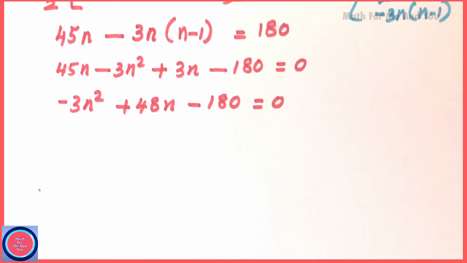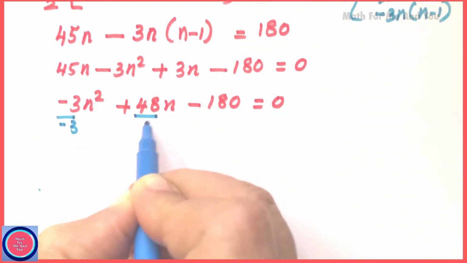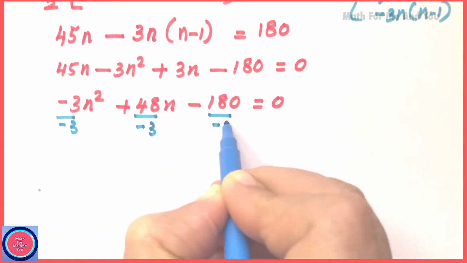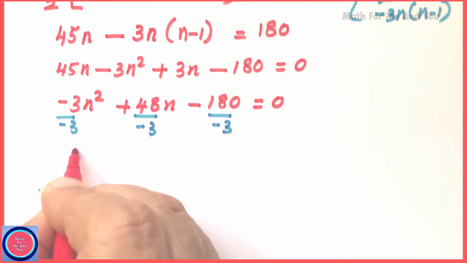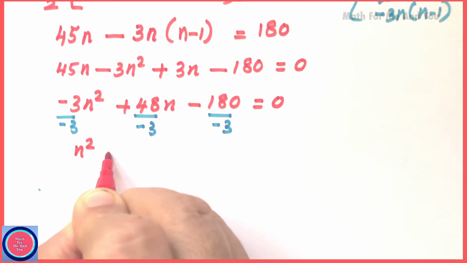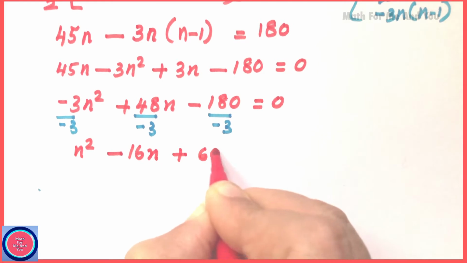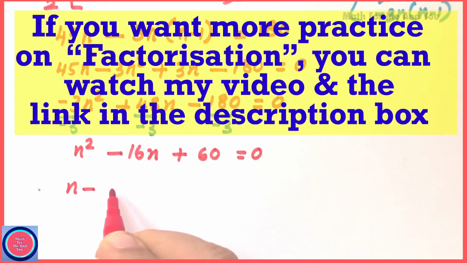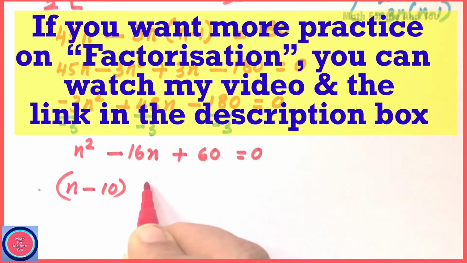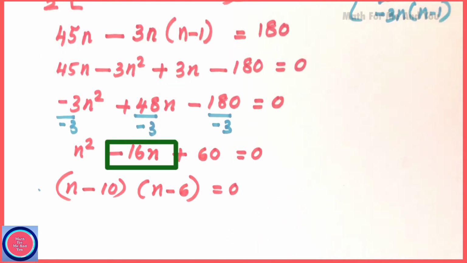In all the three terms we can see minus 3 is a common number. So we can divide throughout by minus 3. First term, second term and the third term we divide by minus 3. What is the result we get? First term becomes n square. Plus minus changes to minus. Minus 48 over 3 is 16n. Minus minus becomes plus 180 over 3 is 60 equal 0. This is a quadratic equation. We can factorize. What are the factors? N minus 10 and n minus 6, because multiplied we get plus 60 and together we get minus 16.